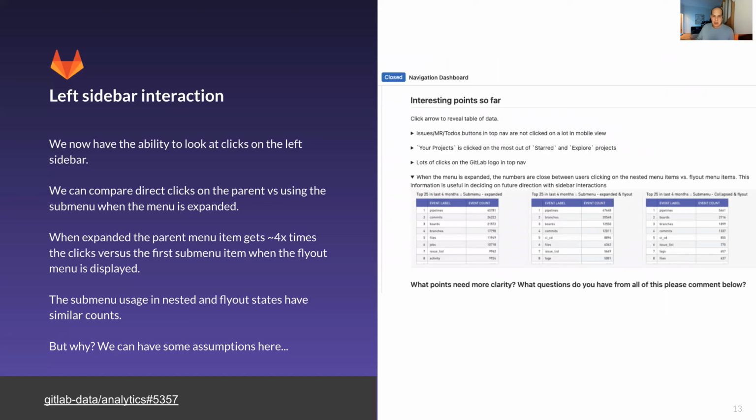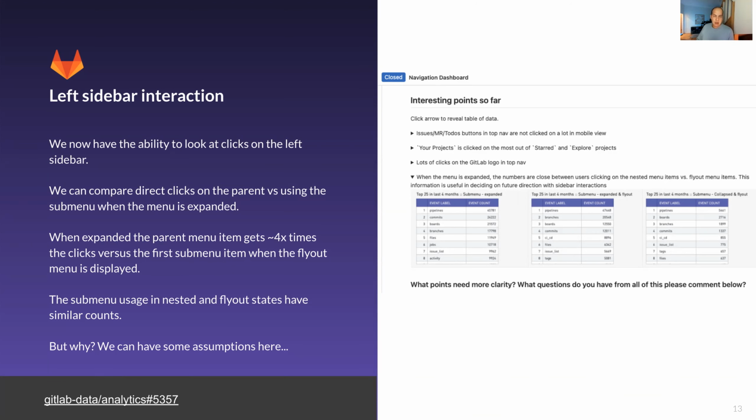And once that was done, we gathered all the information, and I used Sisense to create tables of getting information. And now we have the ability to look at the clicks. What we were able to do was then compare direct clicks on the parent menu item versus the first submenu item when it was expanded. And we can see that when expanded, the parent menu item actually got more clicks, direct clicks, versus the first submenu item when the flyout menu was displayed.